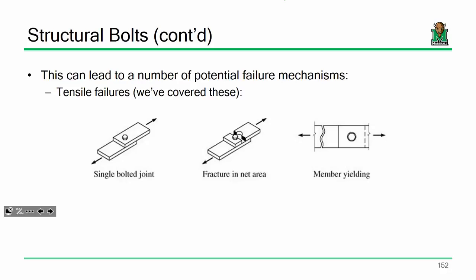Now, I've got here just something simple. I've got a single bolted joint. I've got a plate lapped onto another plate and just a single bolt through it. Right now, I'm discussing the different ways that that particular connection can fail.